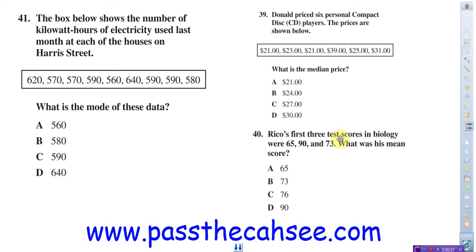Trying to help you pass the CAHSEE here in the math section. Here I pulled up three problems, three things that I think give you guys a little bit of trouble. We have the mean, median, and mode. Okay, three of these problems, again, they're pulled directly out of the CAHSEE release test questions.